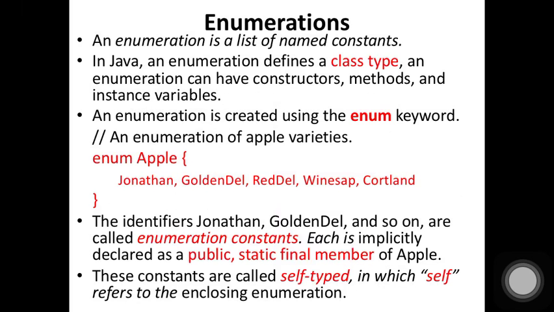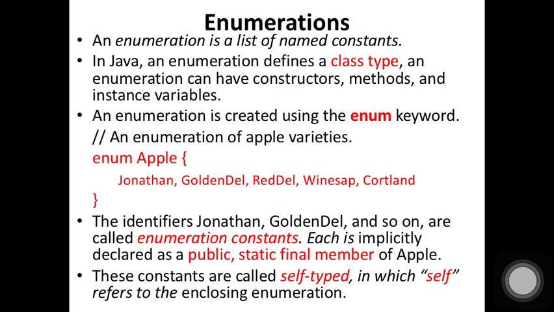An enumeration is created using the keyword enum, and in Java an enumeration is not just an enum keyword; it defines a class type. There you can have constructors, methods and instance variables and all. So we define an enum by preceding it with the keyword enum, followed by the enum name, and inside we may mention certain symbolic constants.